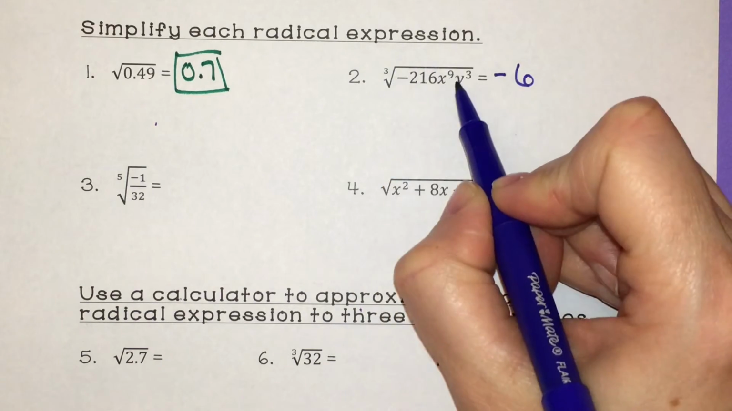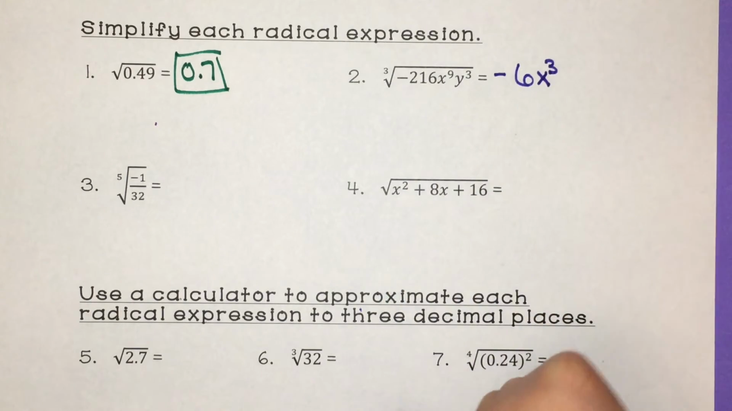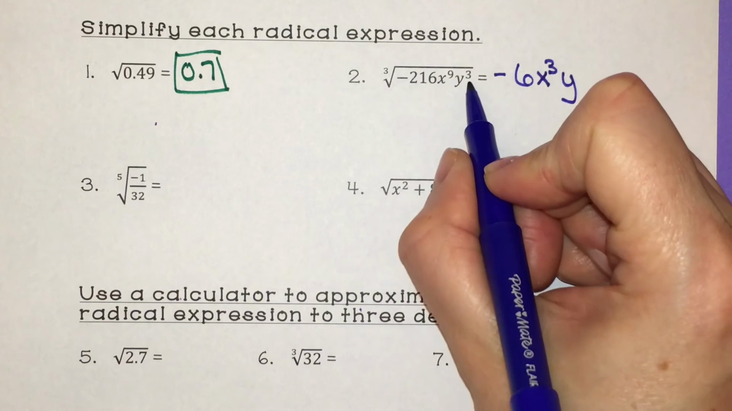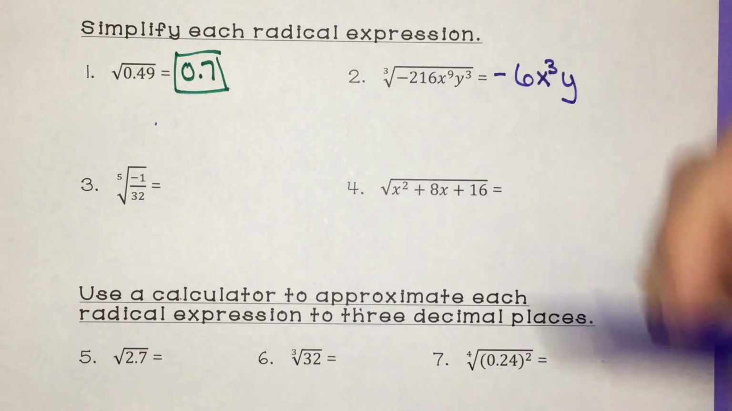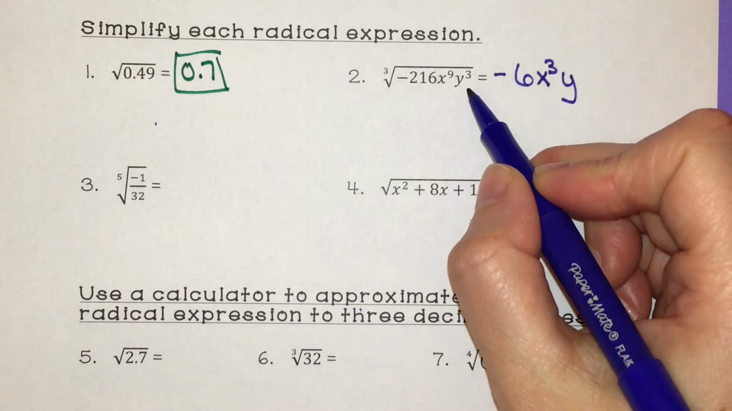And 9 divided by 3 is 3, so x to the 3rd times itself 3 times is x to the 9th. And I can also pull out a y. I can do 3 divided by 3, which is 1. So y to the 1st, or just y, times itself 3 times is y to the 3rd.